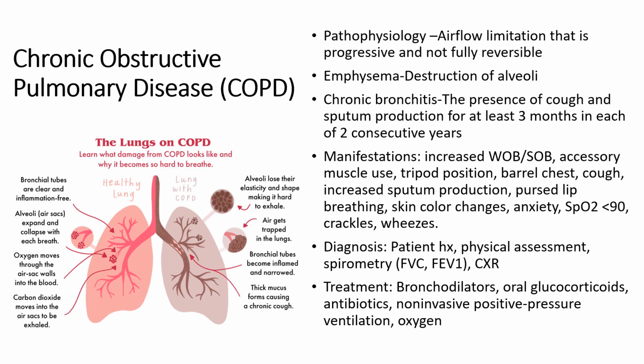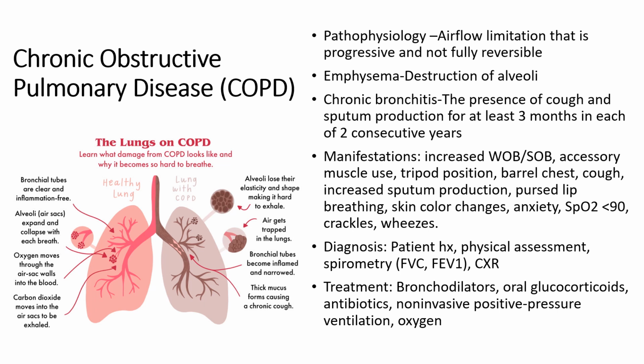So there's two conditions. There's emphysema and chronic bronchitis. Most patients have a combination of both. Emphysema is destruction of the alveoli, and chronic bronchitis is the presence of cough and sputum production for at least 3 months in each of 2 consecutive years. Chronic bronchitis is caused by exposure to inhaled pollutants. The bronchi and bronchioles are inflamed. Due to the inflammatory response, the bronchial wall thickens, causing obstruction, and then there's an increased production of mucus causing obstruction.